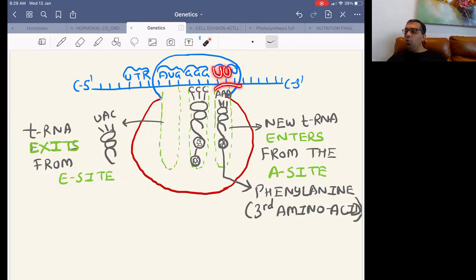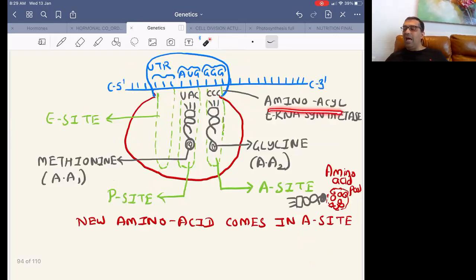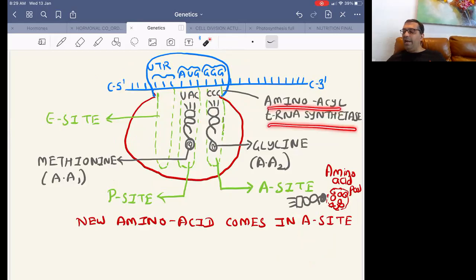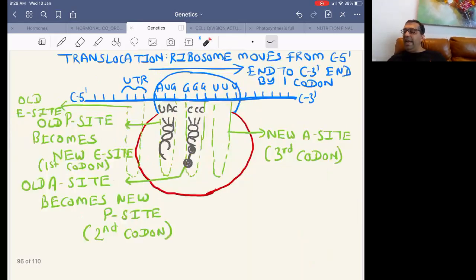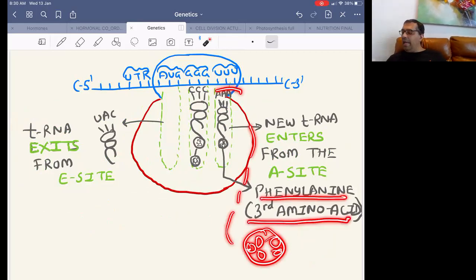Second codon UUU. The message goes to the amino acid pool, and an amino acid gets activated. If you remember, which enzyme? Amino acid tRNA synthetase enzyme. This enzyme will read UUU. The message goes into the amino acid pool, and for UUU, the amino acid activated is phenylalanine, the third amino acid. It will get attached to a tRNA at its C3 end and enter into the ribosome.